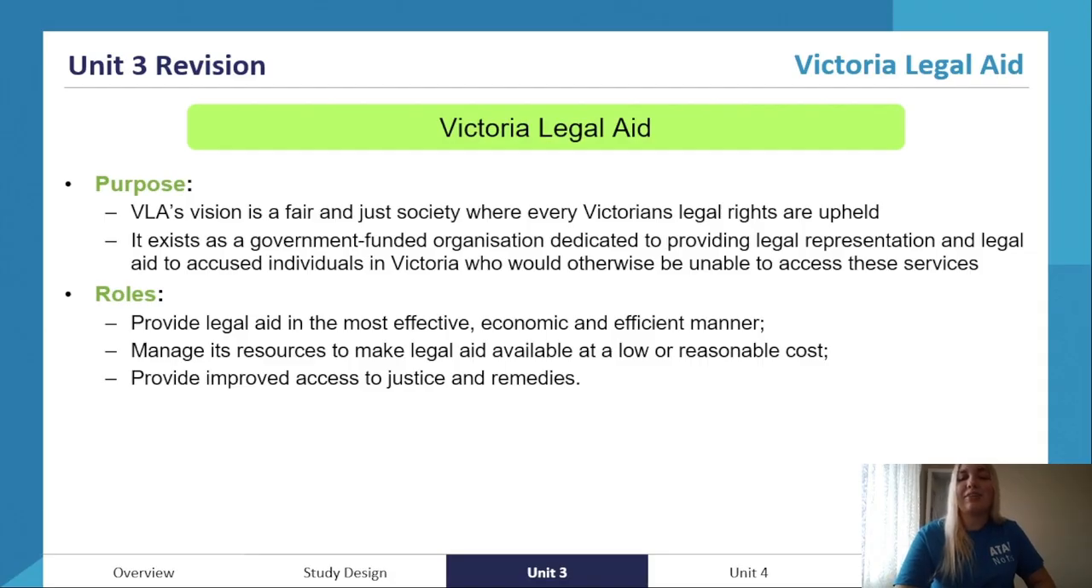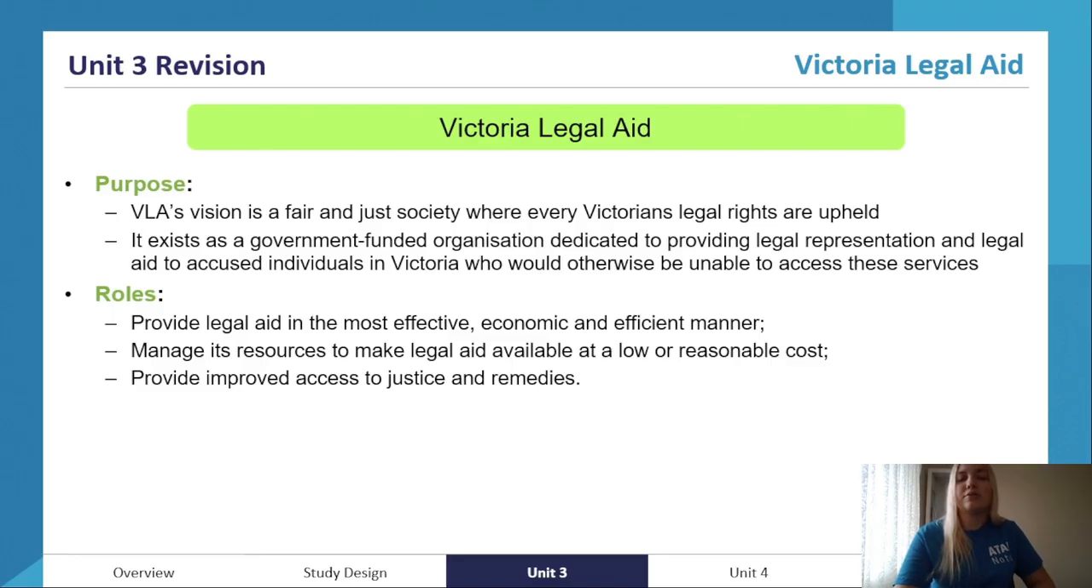But it's dedicated to providing mostly legal representation in the form of duty lawyers, which work essentially to represent accused persons in trial that cannot afford legal representation. And they also provide legal aid in the forms of legal advice, grants of financial assistance, so some money potentially being provided, and also free information being provided about the court system and procedures, all to accused individuals in Victoria specifically who would otherwise be unable to access these services.